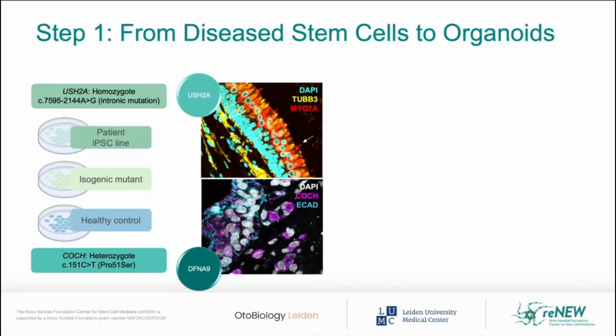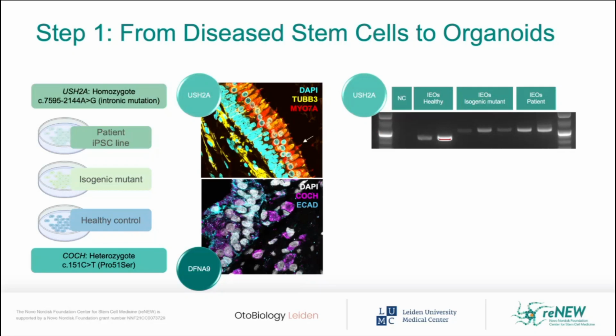If we look at the cell lines, we can see that we can generate organoids with all of them. For the USH2A, Usher type 2 organoids, we have hair cells in there and stereocilia. That's what we would expect. And for deafness A9, you can see that we have cochlein expression in the mesenchyme.